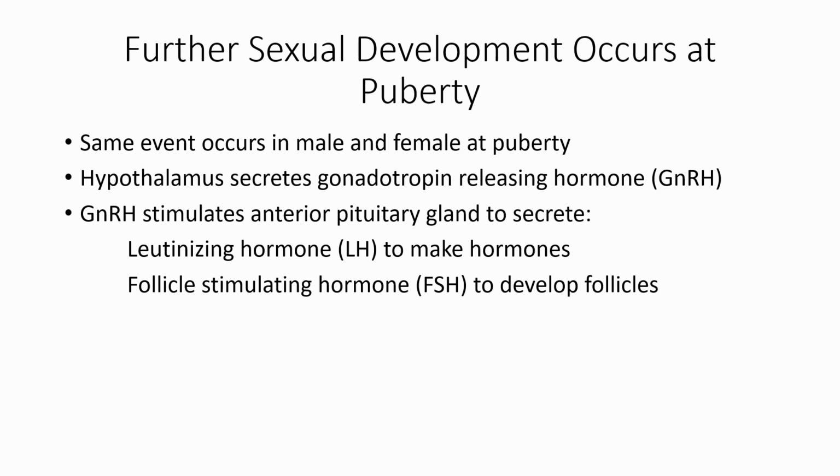But during sexual development at puberty, we're going to have some similar events happening both in males and females. The hypothalamus will release GnRH. GnRH will tell the anterior pituitary to release LH and FSH. That's the same. And we saw that when we looked at the last two videos, when we were talking about the hormonal control of the gonads.